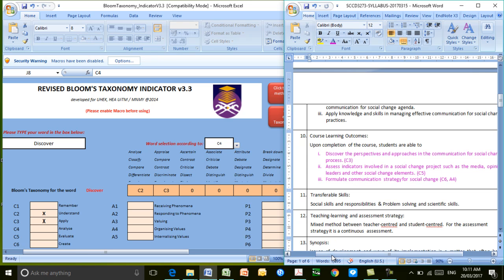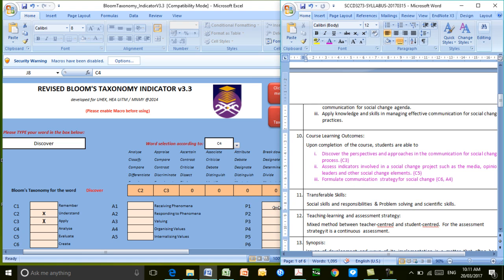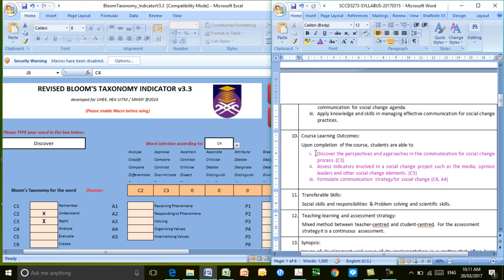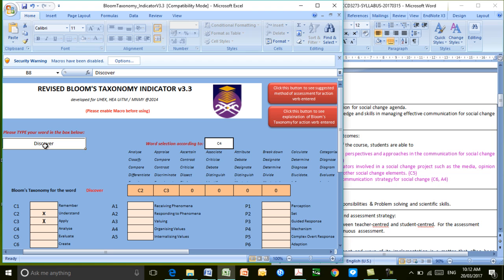Most likely, as you are the owner of the syllabus paper, you are the one who constructs the course learning outcome. You are the one who knows better which level this course learning outcome actually reflects. So like here, I put level 3, apply. And the next one, assess.